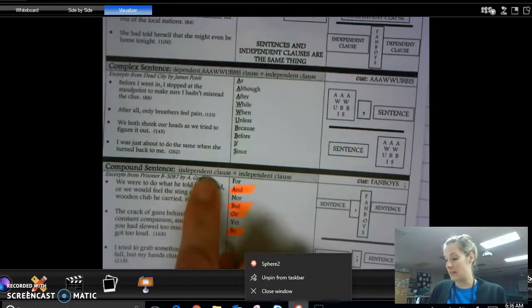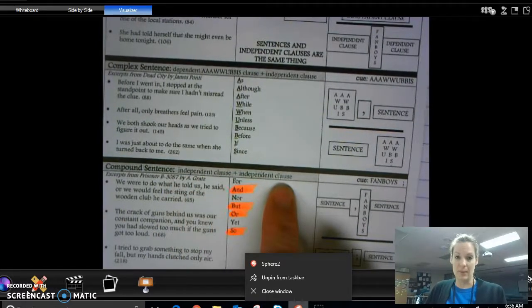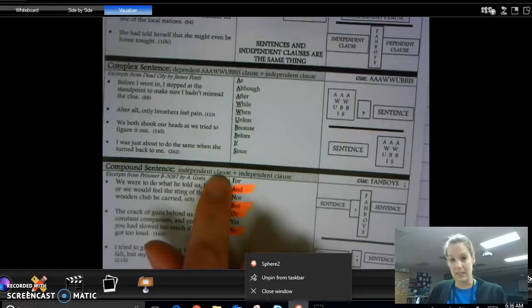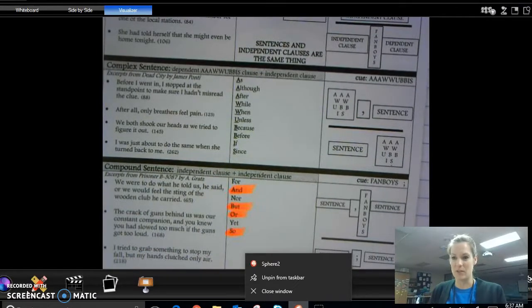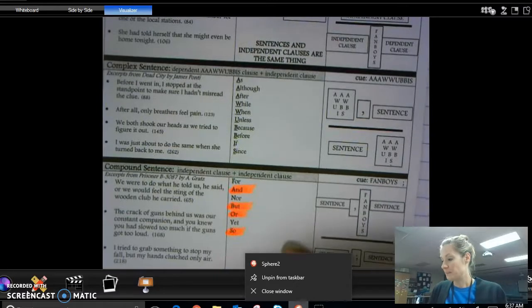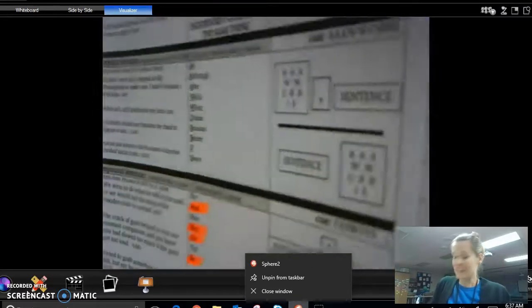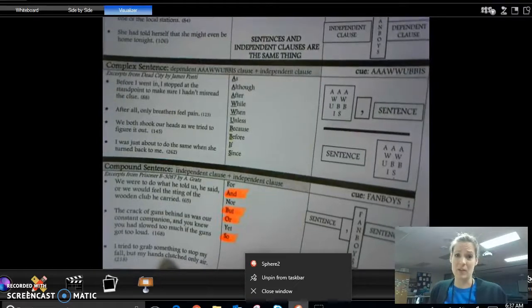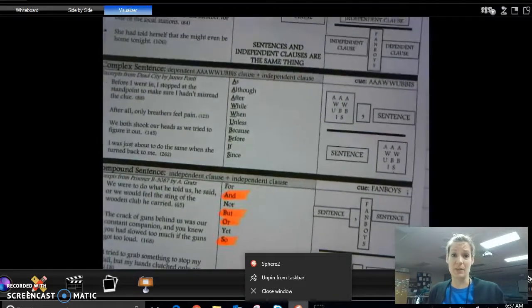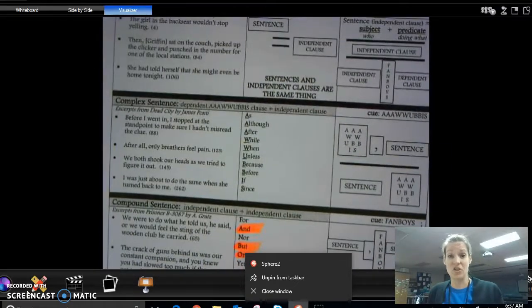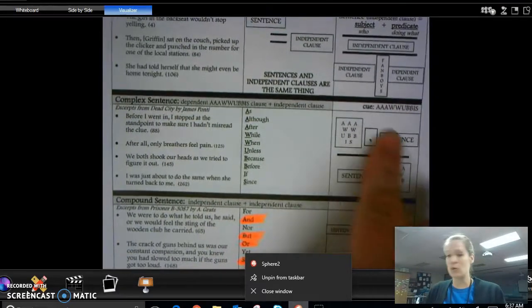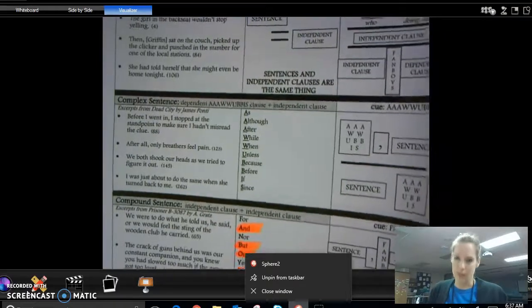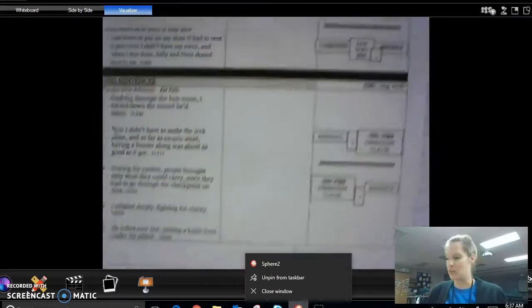Compound is an independent clause plus another independent clause, so this is defining. It's a complete sentence plus another complete sentence, because we're going to talk about commas with and in another video, okay? Again, I do not expect you to be an expert about this. What I do expect is for me to be able to say, hey, go to that sentence sheet and look at the complex AAAWWUBBIS sentence for how you punctuate that. And of course, I will help you because that's what I like to do.